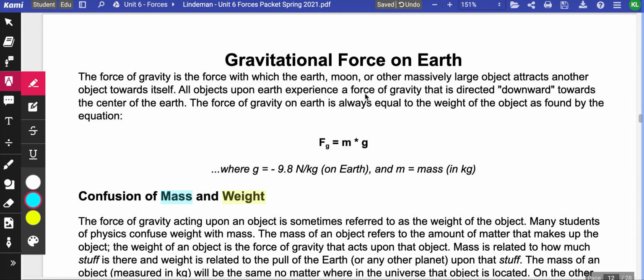Okay, so the force of gravity is the force with which Earth, Moon, or other massively large objects attract another object towards itself. All objects upon Earth experience the force of gravity, which is directed downward towards the center of the Earth. Force of gravity is always equal to the weight of an object as found by this equation. Okay, I'm just going to highlight this.